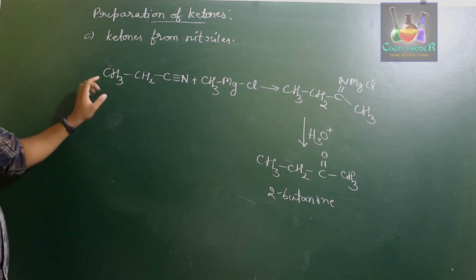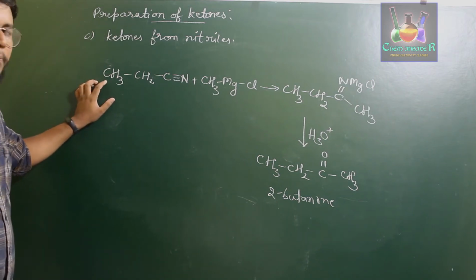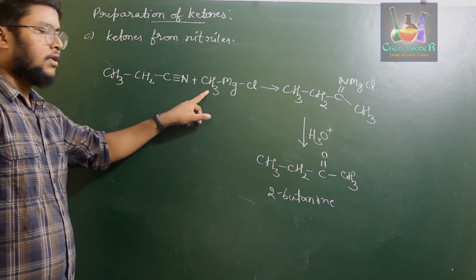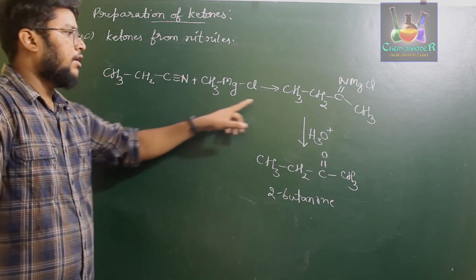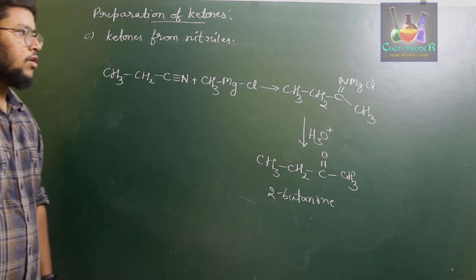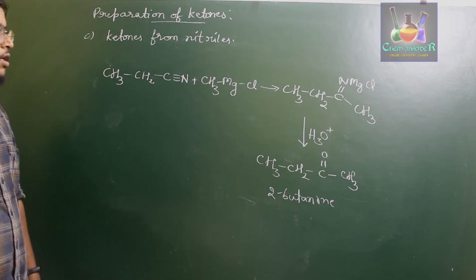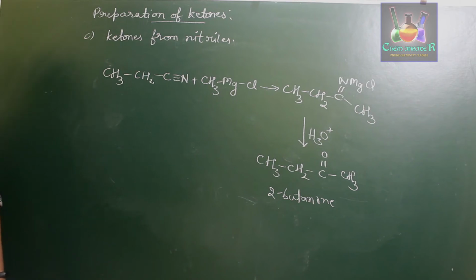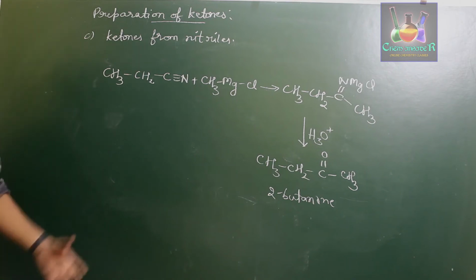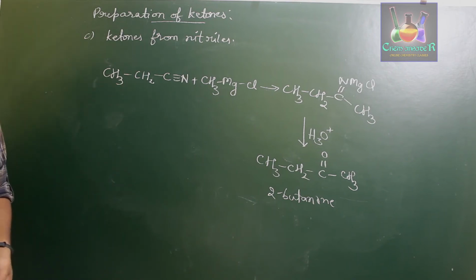When you treat propane nitrile with alkyl magnesium chloride, it forms an intermediate which on hydrolysis yields our desired ketone. If you clearly observe, the ketone formed will have more carbon atoms when compared to the parent nitrile.